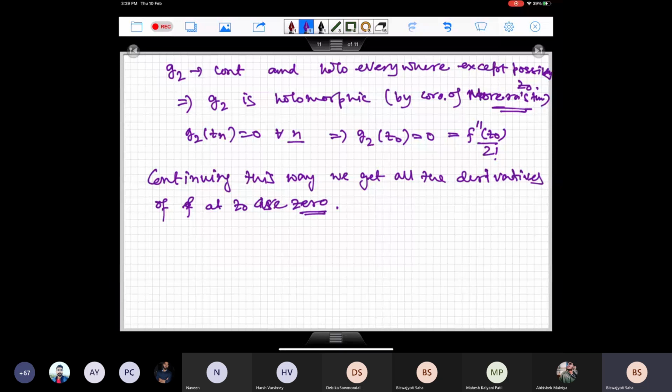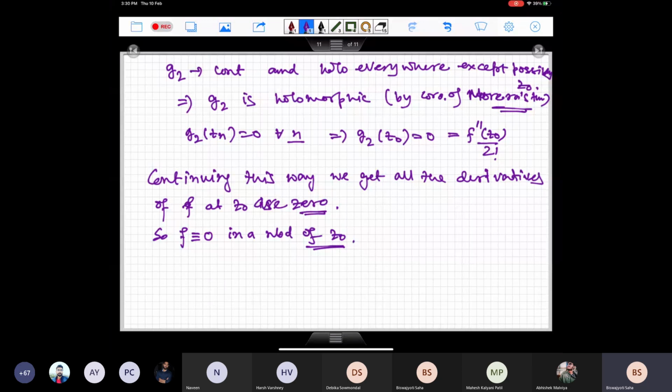So therefore, what can I say about my function in a neighborhood around z naught? So f in a neighborhood of z naught, wherever the power series exists, is zero. So f is identically 0 in a neighborhood of z naught. Very good. So I had to show that f is identically 0 in the whole of D. So far, I have managed to show that f is identically 0 in a neighborhood of z0.